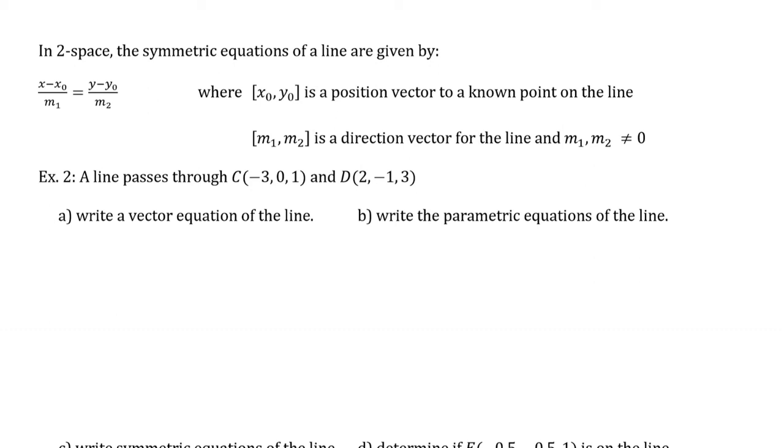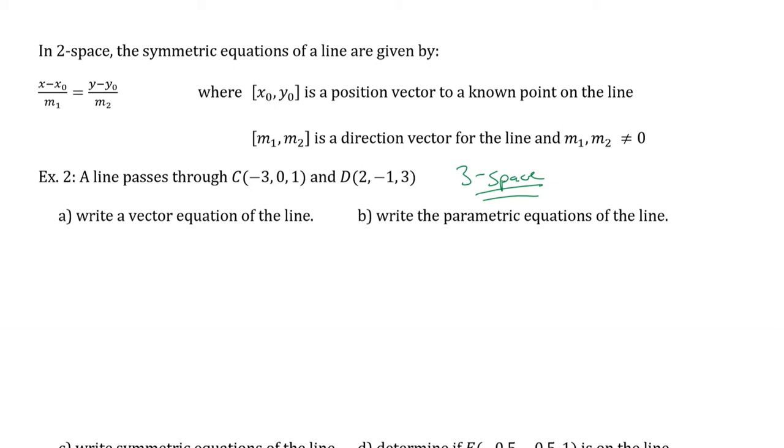A line passes through C and D, given points. Write a vector equation of the line. All right, this is something we already did. What's different about this question? Anybody? They have 3 numbers. What does that mean? That means this is in 3 space. So this is the first time we're actually talking about lines in 3 space.